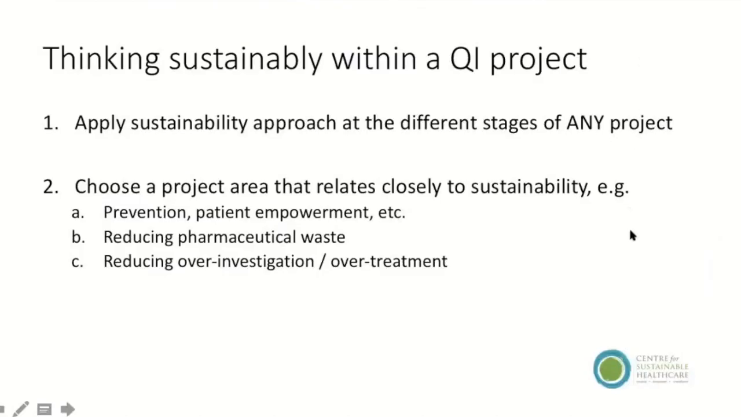I think sustainability can either be made the main focus of a project, so you could choose a project area that relates very closely, like looking at any one of those 4 principles, reducing pharmaceutical waste, looking particularly at overuse of low-value interventions and investigations, that kind of thing. Or I also think there's a place for applying sustainability systematically in any QI project, even if you're not coming from an environmental perspective at the outset, or also social.